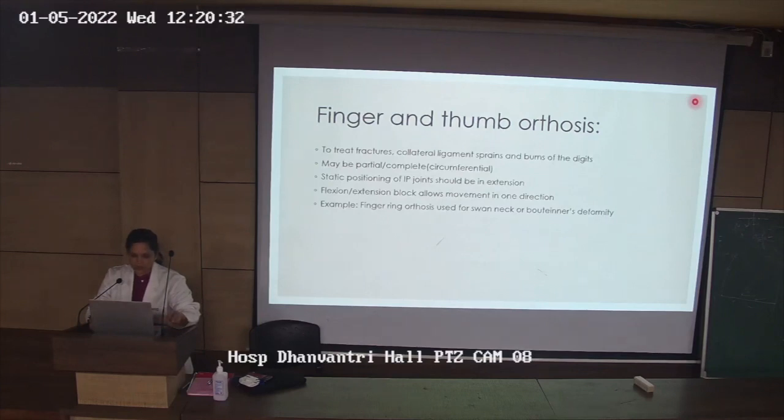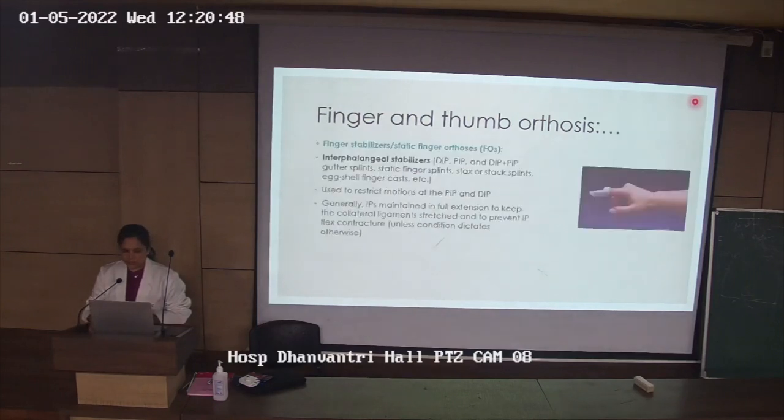That means whether it will cover the whole joint or just half of the joint. It can be a static position at the interphalangeal joint, either in extension or flexion, and it can be decided according to the movement which is required. A few examples are the finger ring orthosis, which is used in swan neck deformity or Boutonniere deformity as seen in rheumatoid arthritis patients. First one is the finger stabilizer or static finger orthosis.